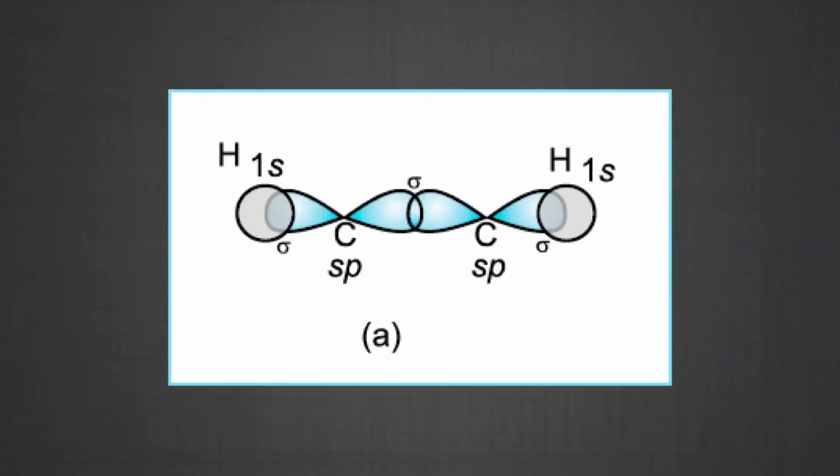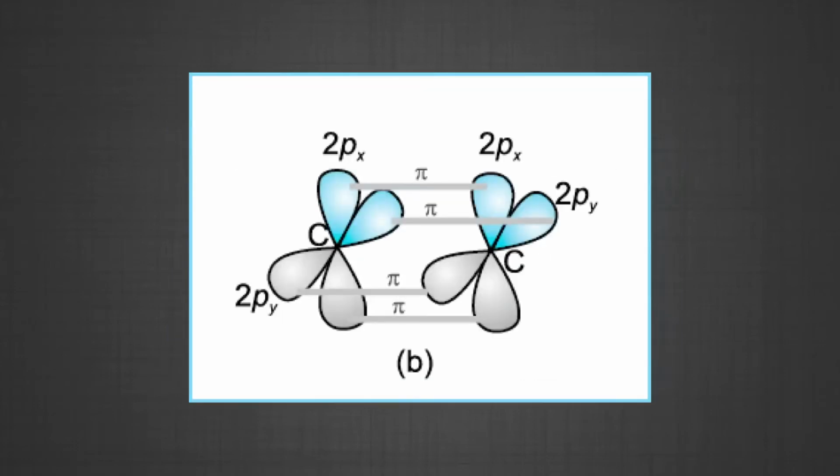sp hybridization in C2H2, that is ethyne. In the formation of the ethyne molecule, both the carbon atoms undergo sp hybridization, having two unhybridized orbitals, that is 2py and 2px. One sp hybrid orbital of one carbon atom overlaps axially with the sp hybrid orbital of the other carbon atom to form the C-C sigma bond, while the other hybridized orbital of each carbon atom overlaps axially with the half-filled s orbital of the hydrogen atoms, forming sigma bonds.